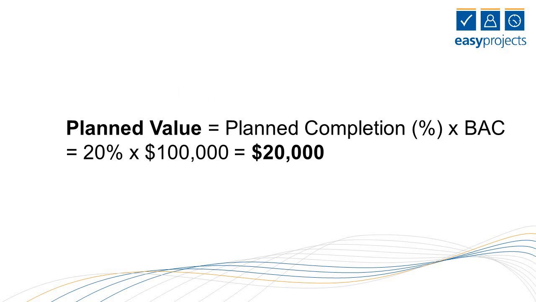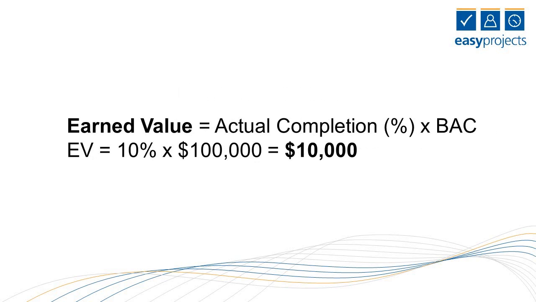First, we have to calculate the planned value, which is simply the planned completion percentage multiplied by the budget at completion. That means 20% multiplied by 100,000 gives us 20,000. Next, we have to calculate the earned value. The earned value is simply the actual completion percentage multiplied by the budget at completion. So in this case, that would be 10% multiplied by 100,000, which gives us 10,000.